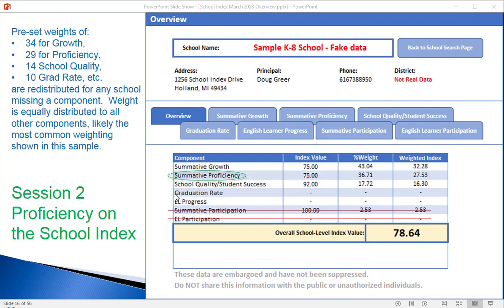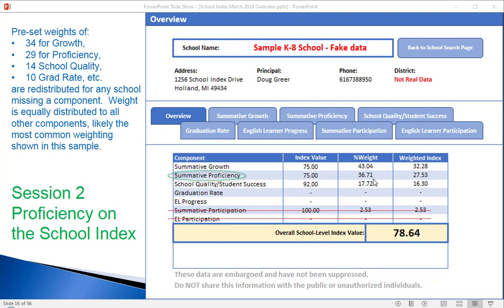We left off in session 1 covering how the index is put together and how targets are set, and how also within these major components of the school index this overall score comes out, and how the weights are redistributed if you do not have graduation or English learner components. So this is the typical example for elementary and middle schools, with 43% on growth and about 37% on proficiency.